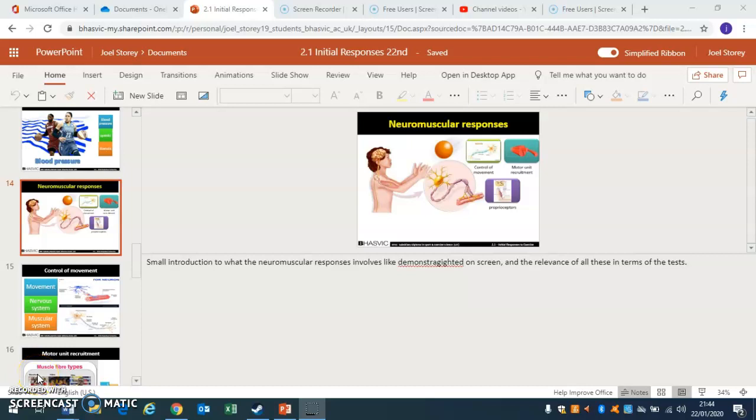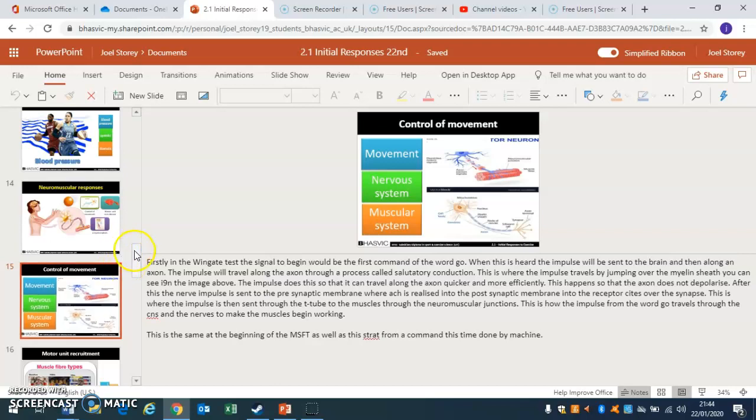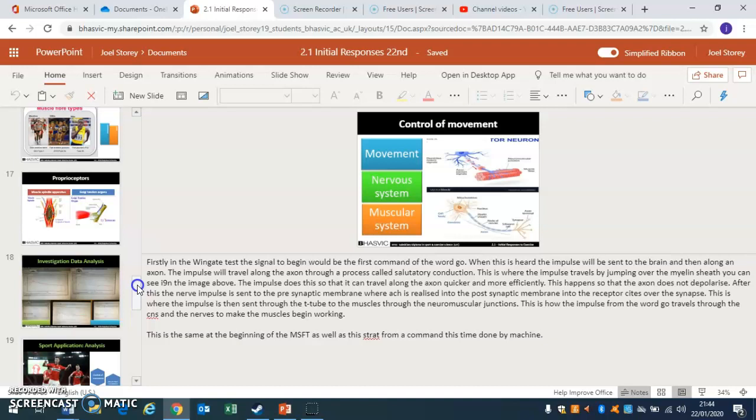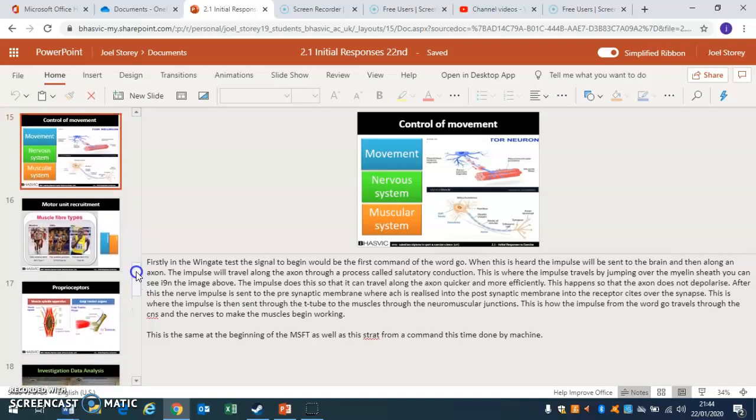Neuromuscular responses and the neuromuscular system. The neuromuscular system consists of control of movement, motor unit recruitment, proprioceptors, investigation data analysis, and sport application analysis.